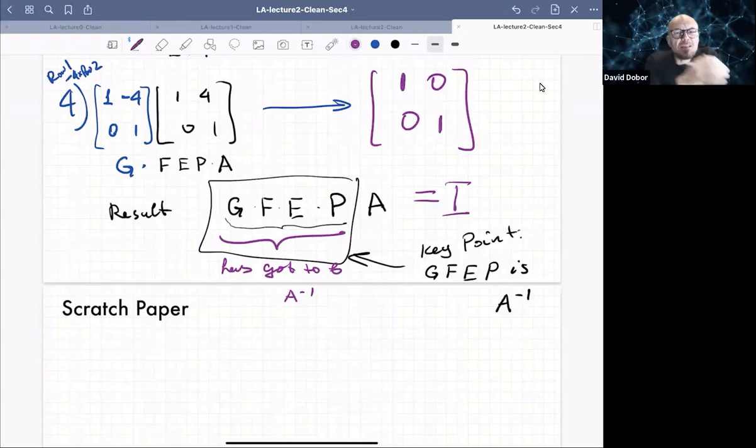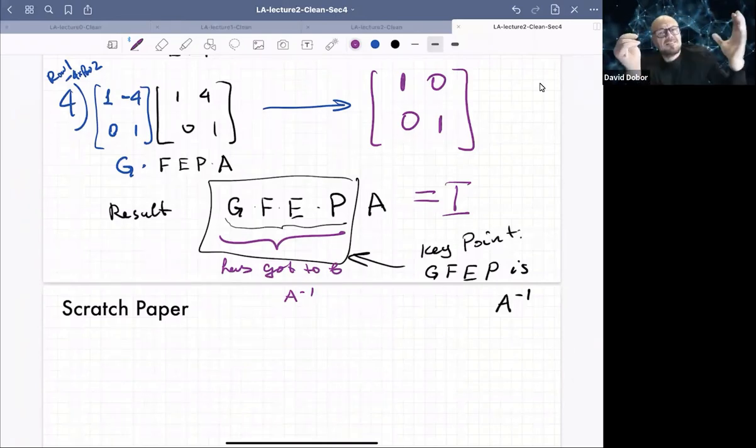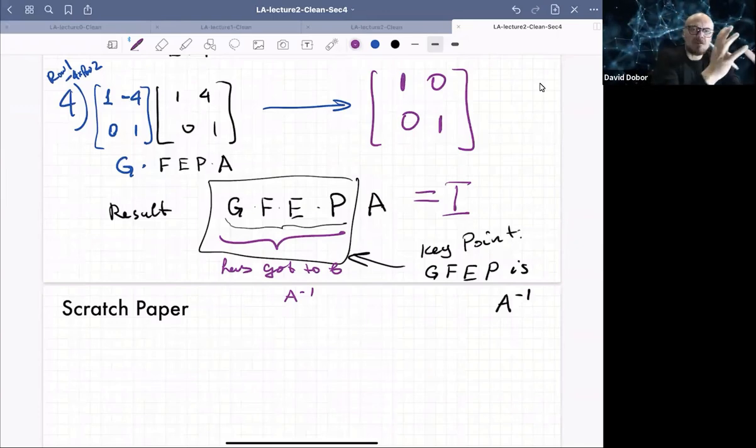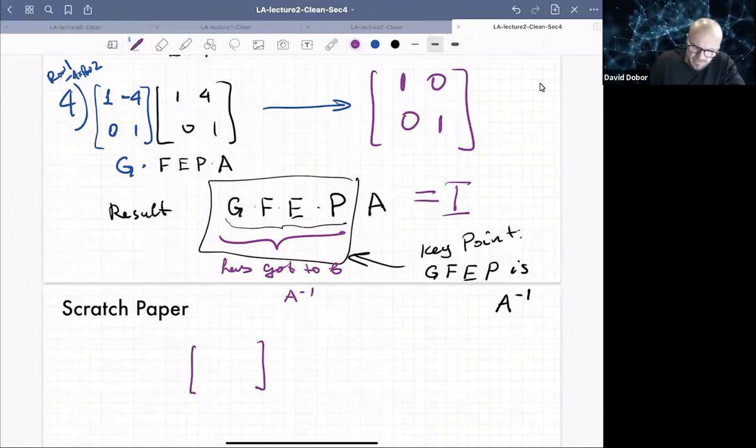So I'm taking A, and I'm doing elementary row operations to this A so that at the end, I end up with an identity matrix. So whatever I did to A, each row operation corresponded to multiplying that original A by some elementary matrix. So when I take the matrices that accumulate on the left, and I consider their product, G, E, F, and P, let's write this down. Check.